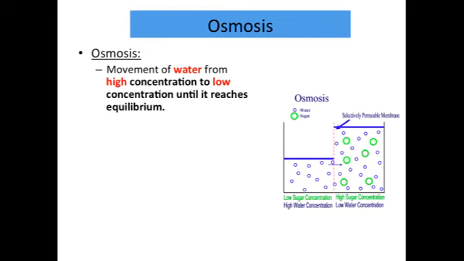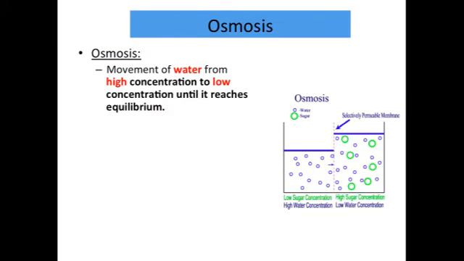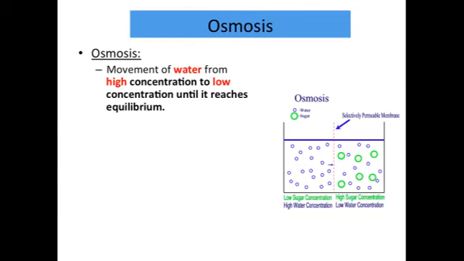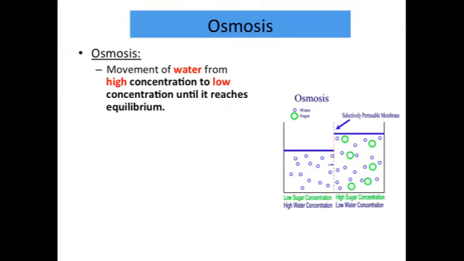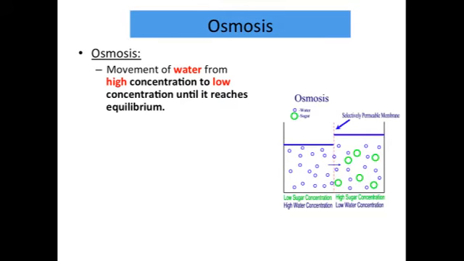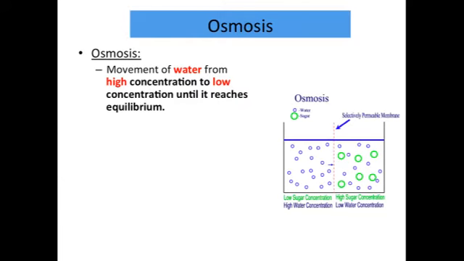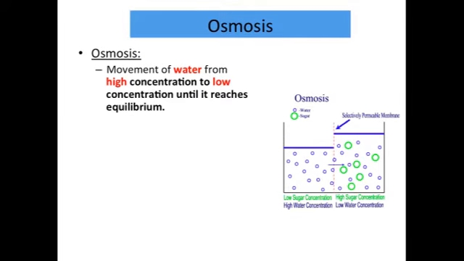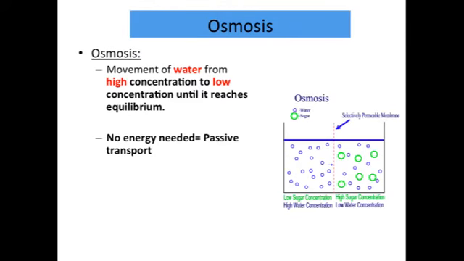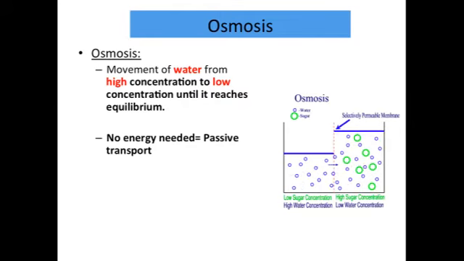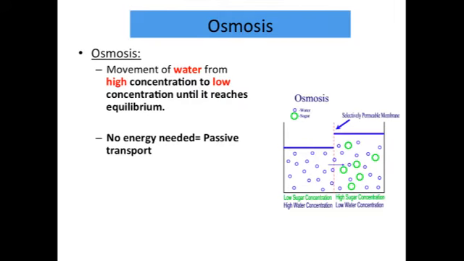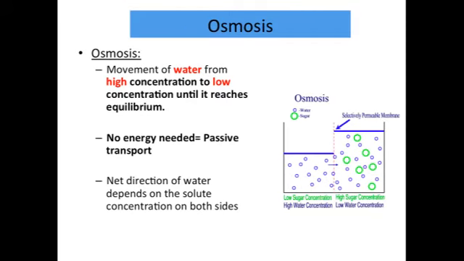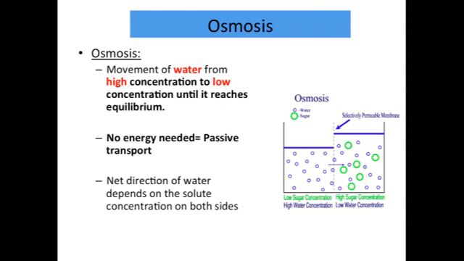Osmosis is the movement of water from a high concentration to a low concentration until it reaches equilibrium. Just like diffusion, something is moving from a high concentration to a low concentration. In this case, we're just going to be watching the water molecules. This is a form of passive transport because no energy is required for this process to take place, just like diffusion is also passive transport. So when we're looking at these situations, we're going to really be looking at the concentration of the solute on either side of our semi-permeable membrane, and that's going to determine the net direction in which water moves.